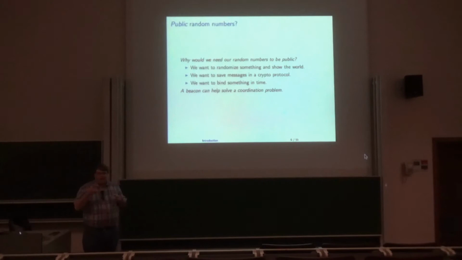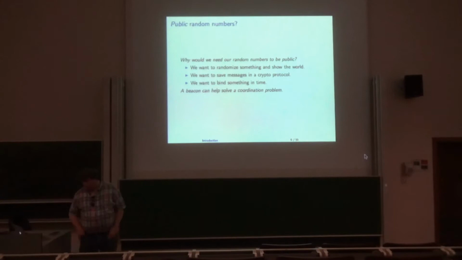There are nice ways of having two or more parties interact and decide on a random number together, but they take a lot of communication. It'd be nice to just have a single thing. But there are a bunch of other places where you can do this. If we want to randomize some process and show the world, right? I want to demonstrate to the world that I did something in a random way that wasn't under my control. A beacon's really good for that. Beacons often solve a kind of coordination problem.